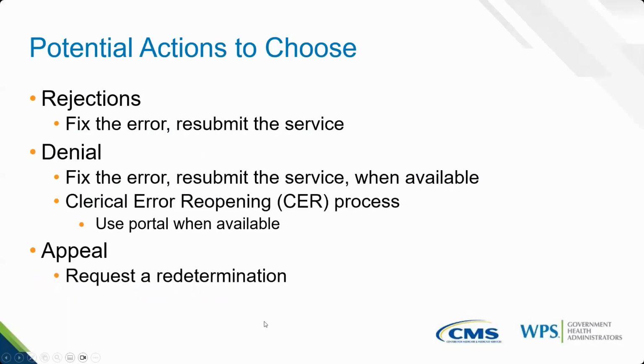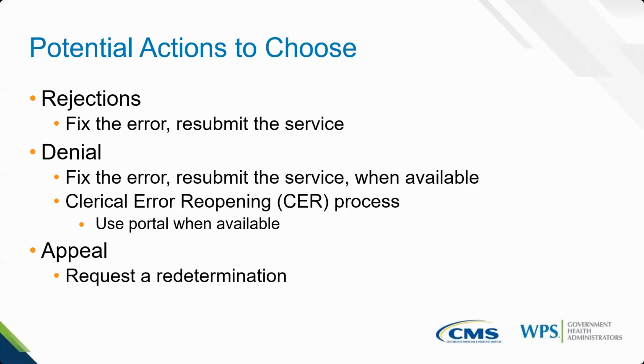After reviewing your remittance advice, you will need to choose the action that you need to take. And there are sometimes multiple actions you can choose from. For an unprocessable or rejected claim, you'll need to fix the error and resubmit the claim to Medicare. If the claim or claim line denied, as I mentioned, there might be multiple actions to choose from. You might be able to simply resubmit the service, or you might be able to use the clerical error reopening or SIR process to fix clerical errors.